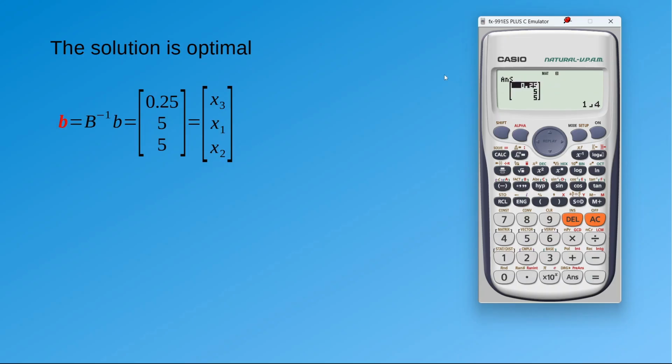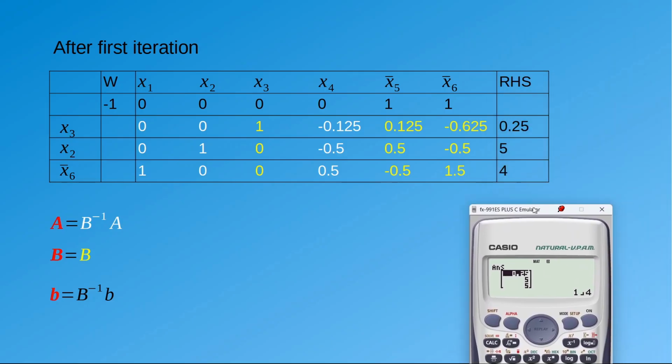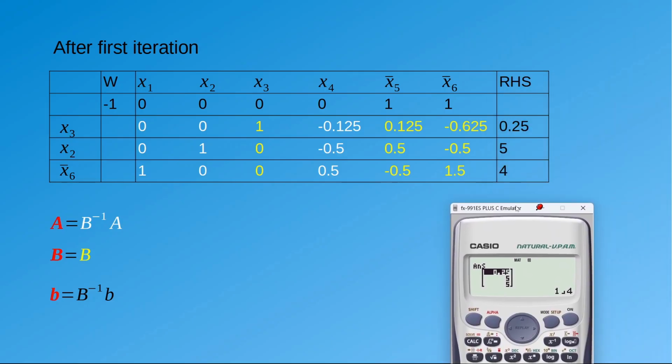That's nothing but your basic variables now, updated after x6 bar was out and x2 came in. Your updated basic variables are x3, x1 and x2. So your solution is x3 is equal to 0.25, x1 is equal to 5 and x2 is equal to 5. Remember one thing, x5, x5 bar and x6 bar are 0.